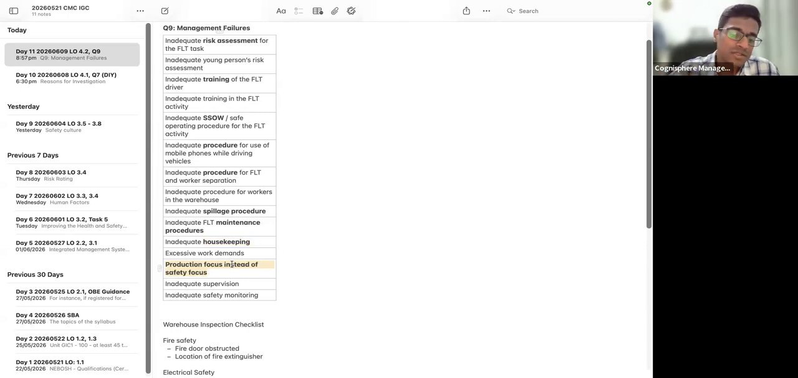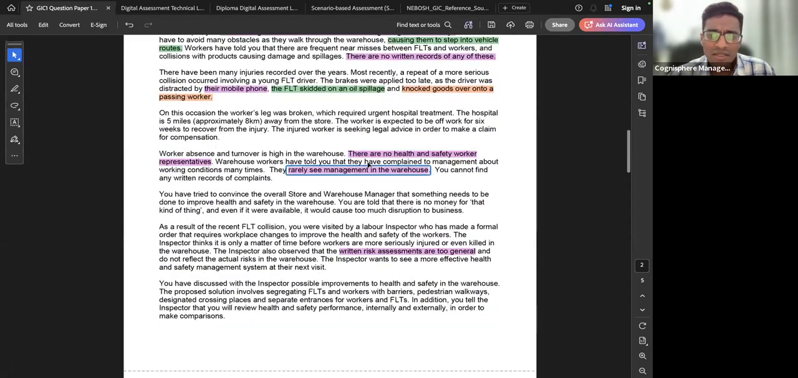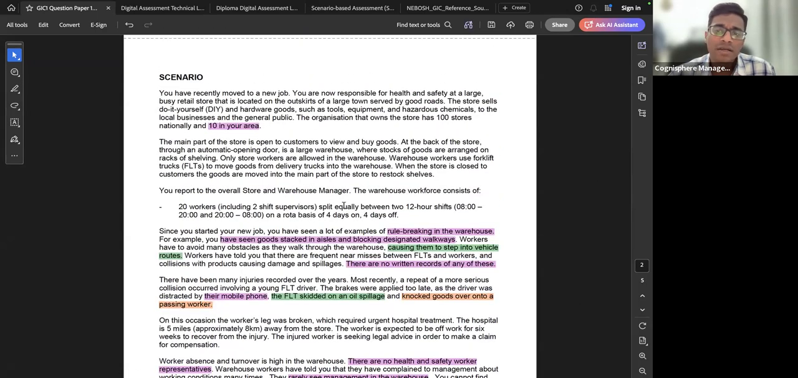So at many places we can see evidence that they rarely see management in the warehouse, and you are told that there is no money because they wanted to only increase the sales.